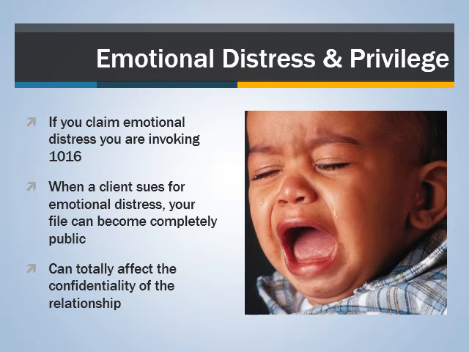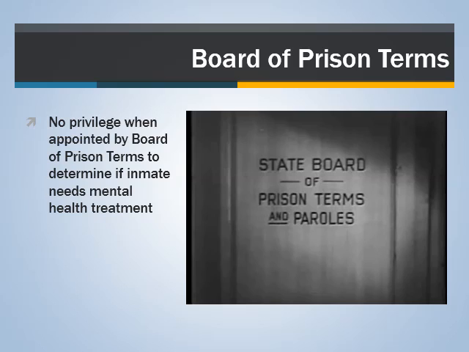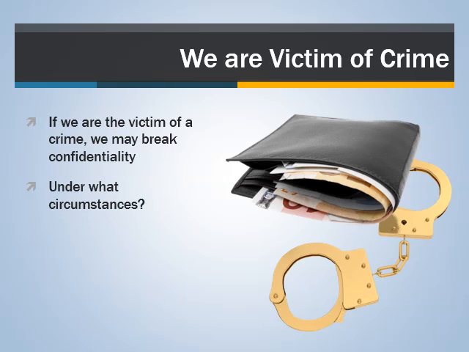If a client is suing an airline company, for example, for emotional distress, that opens them up to their therapy records becoming completely public. You must tell someone when you're determining their competence or sanity that they don't have any confidentiality, so that has to be clear. Board of prison terms would be just about, do they need treatment? And actually, if a patient under 16 is a victim of crime, we can break confidentiality. So that's actually about confidentiality, not privilege, but we can break it in that circumstance.